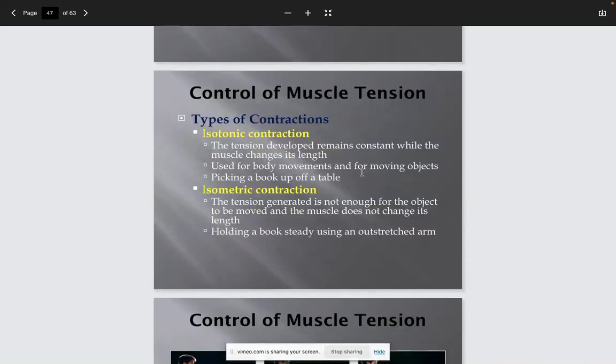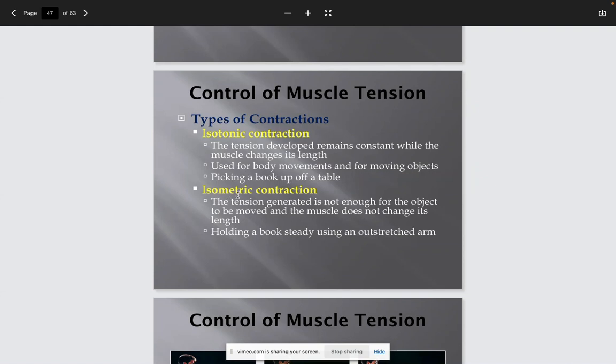So isotonic and isometric contractions. Isotonic contractions, we said these are going to be used for situations in which you're picking up a book off of a table. And I told you that the tension remains constant. So there's constant tension in the muscle, but the muscle changes its length, right? So isotonic, iso means same, so same tone, right? You're having constant tension, but the muscle is changing in length. Notice how this differs from isometric.